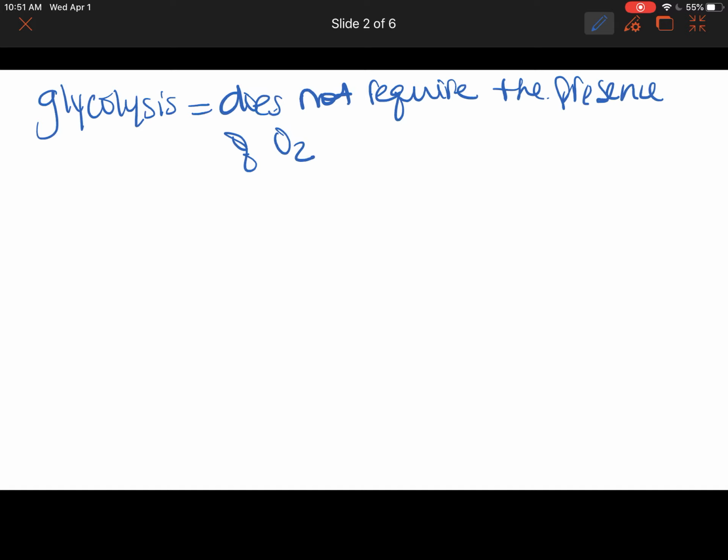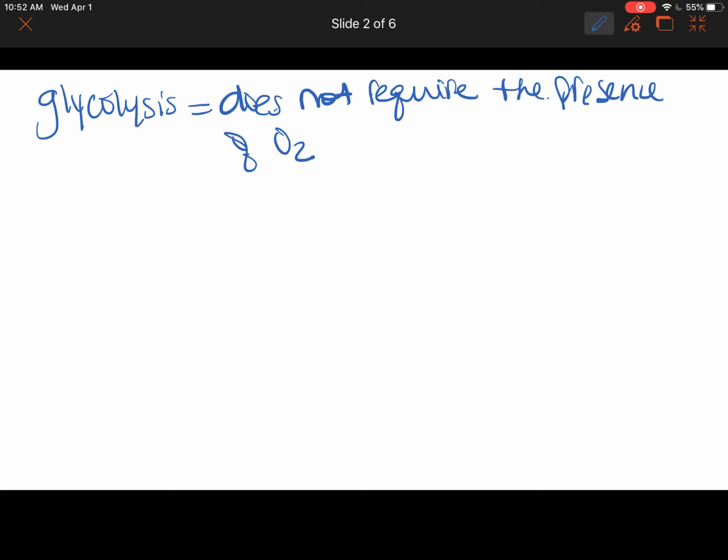The sole purpose of fermentation and anaerobic respiration is to keep glycolysis open. Because remember, in glycolysis, even though we use up 2 ATPs per glucose, we also make a little bit of ATP. And that ATP is extremely critical under anaerobic or fermentation conditions.